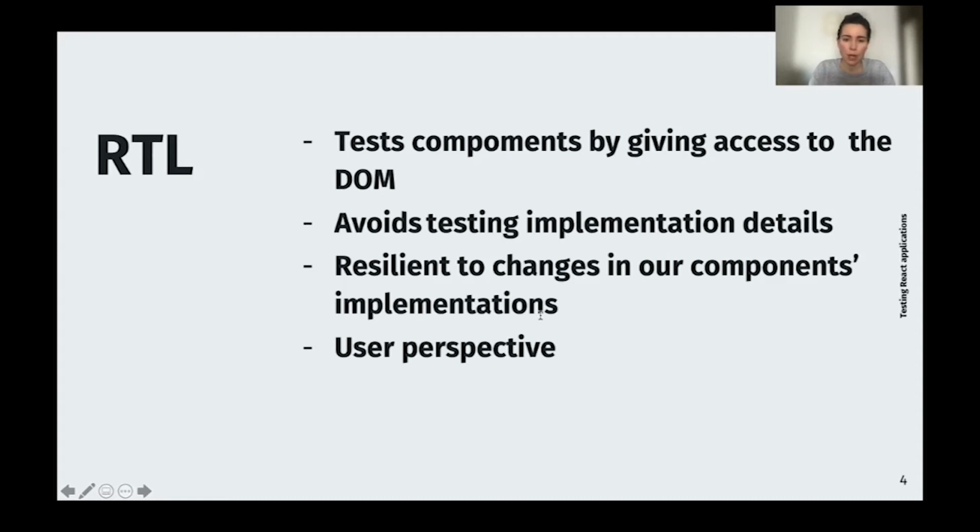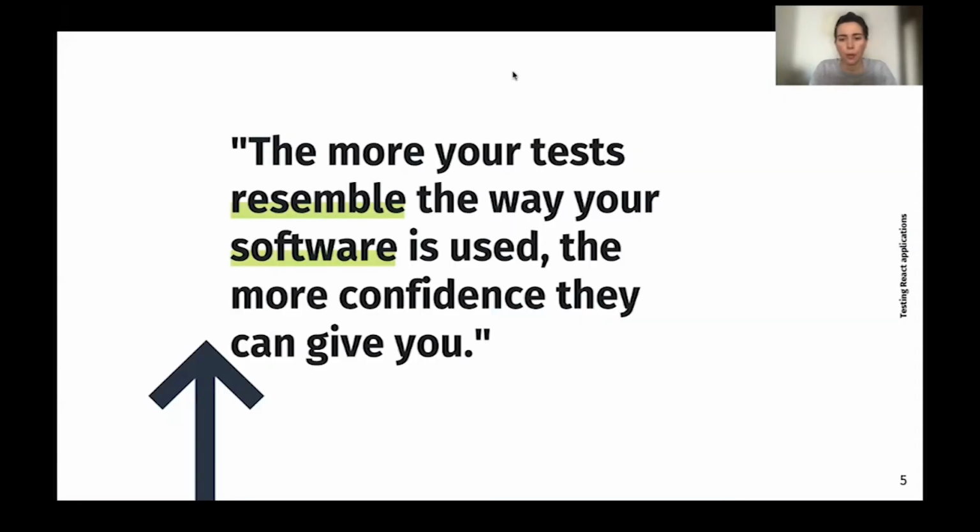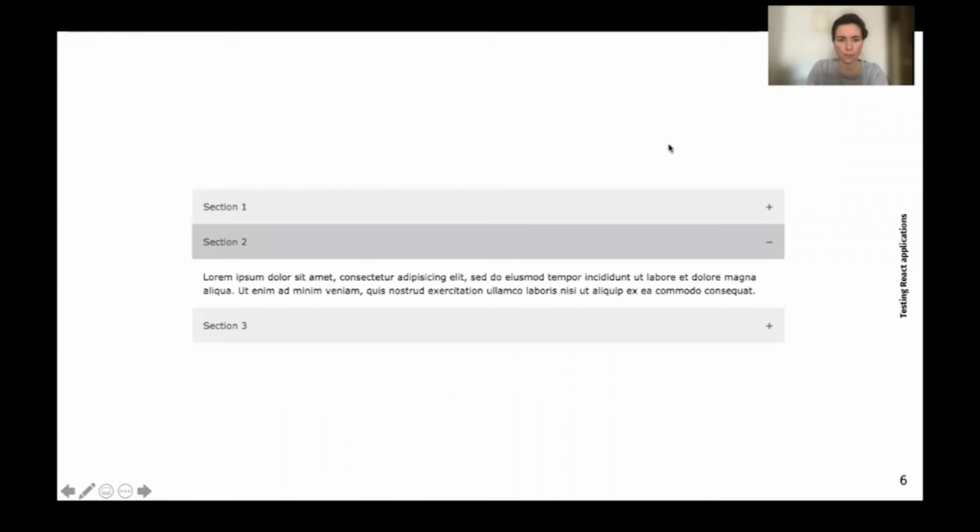Where Enzyme is a lot about checking the state and props of a component, React Testing Library is all about the output on the DOM. The main goal of React Testing Library is that tests resemble the way your software is used. This way, we can make sure that our applications actually work as intended from a user perspective and not just from a technical one.